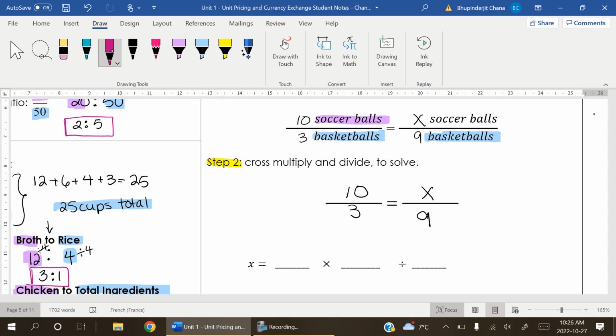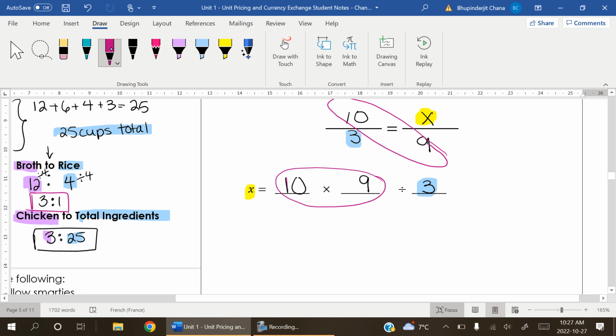To do cross multiplication and division, you're going to draw a circle. Your circle is not allowed to have x. Okay, so I'm going to highlight x. You're not allowed to have x in your circle. So I'm going to draw my circle like this. Your circle needs to include one numerator and one denominator. Here's what's happening. The two numbers that are in the circle are going to be multiplied by each other. The number that gets left out, you're going to divide by that number. So I divide by 3. So x is equal to 9 times 10 divided by 3.